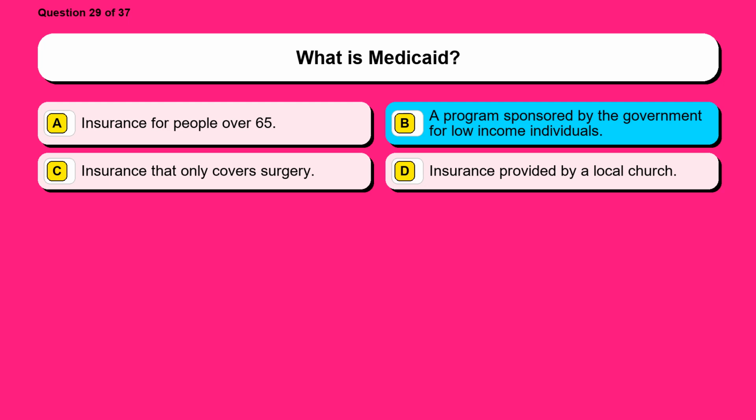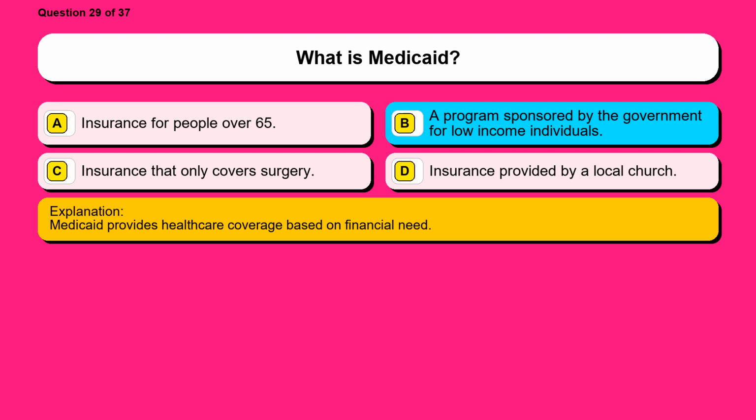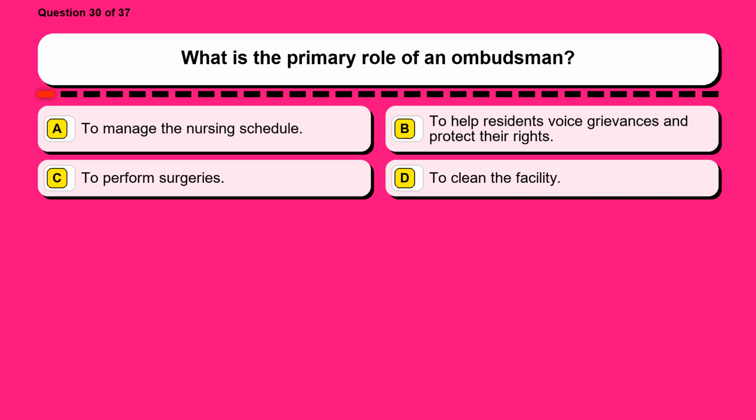The correct answer is option B, a program sponsored by the government for low-income individuals. Medicaid provides healthcare coverage based on financial need. Question 30. What is the primary role of an ombudsman?